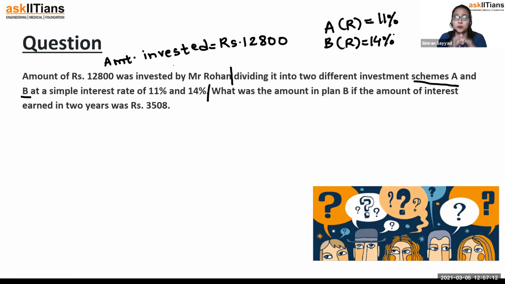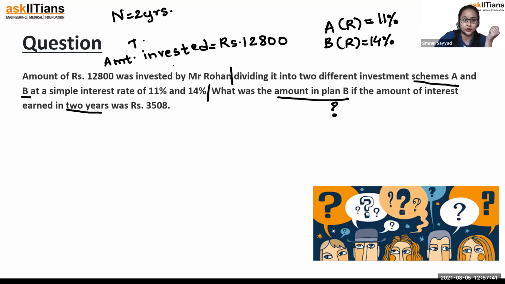See how I'm splitting the question and how I'm fetching the given data. Okay, what was the amount in plan B if the amount of interest earned in 2 years was... So N is 2 years. And we have to calculate the amount in plan B, that means how much he invested in plan B, because here we know the total amount invested. So we have to calculate individually how much was invested in plan B.